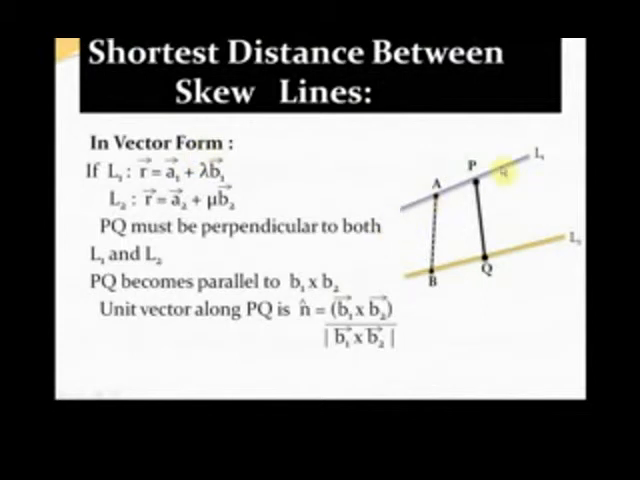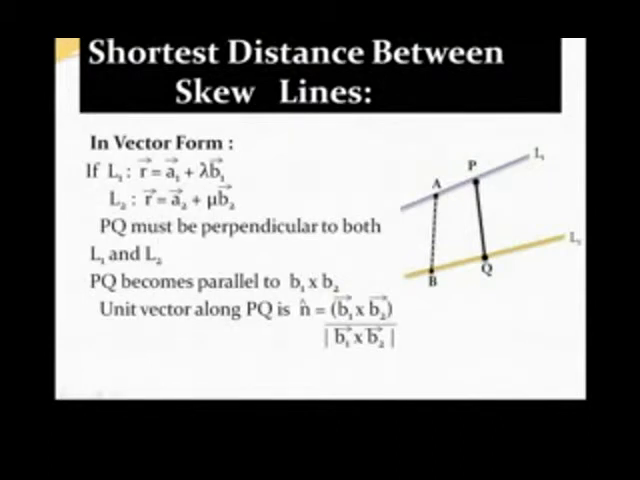Let us say that this is the line L1 and this is the line L2, and both these lines are skew lines, that is, they do not intersect nor are parallel to each other. They lie in different planes. So let us say that the equation of L1 is vector r equal to vector a1 plus lambda times vector b1. Let us say that A is the point through which this line passes and the position vector of this point is a1. Similarly, we have another line L2, the equation of which is vector r equal to vector a2 plus mu times vector b2.